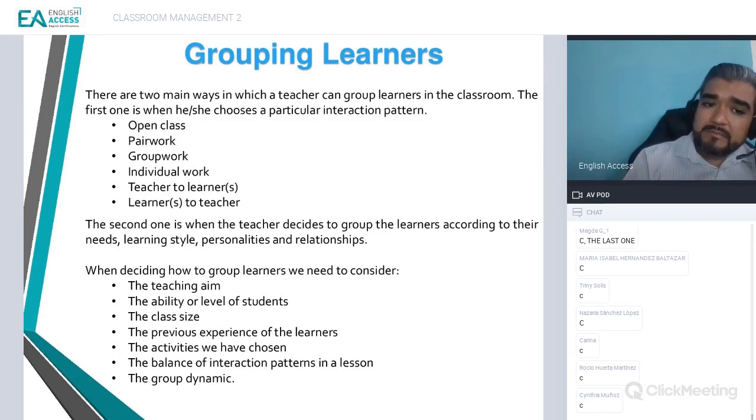The second one is when the teacher decides to group the learners according to their needs or learning styles, personalities, or relationships. When deciding how to group learners, we need to consider the teaching aim. So, what is the purpose of the activity? The ability and level of the students. If your students are very young, probably they're not going to work in teams, right? The class size. How many students do you have?